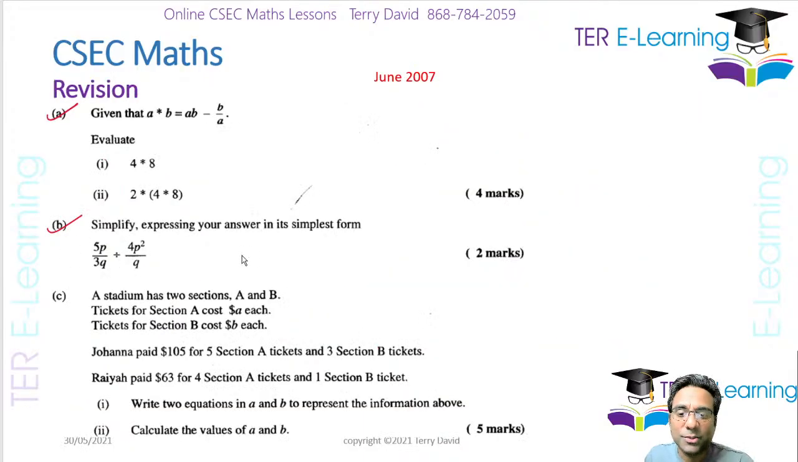So that's part B we just worked out. Part C now, what is this looking like here? This part C looks like a simultaneous equation again, but let's read it first.